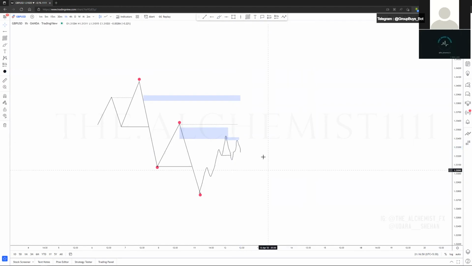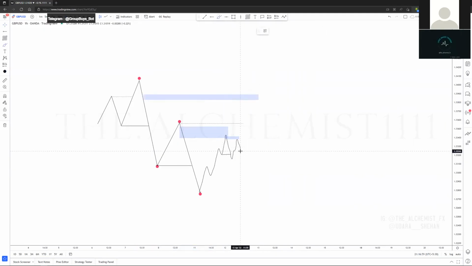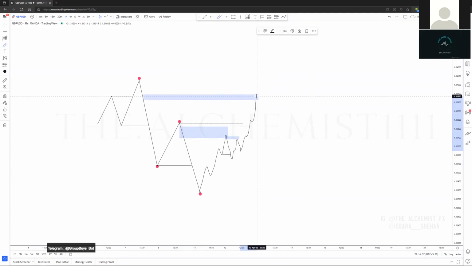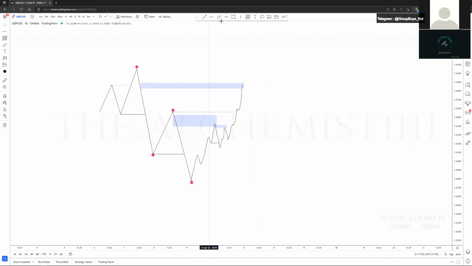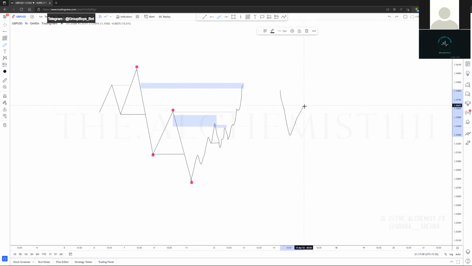Once enough liquidity is built up, they will do this. They will quickly start buying it up and take out everyone. Also, this right here was the lower high. If you're looking at market structure, the market was like this. This was the lower high.